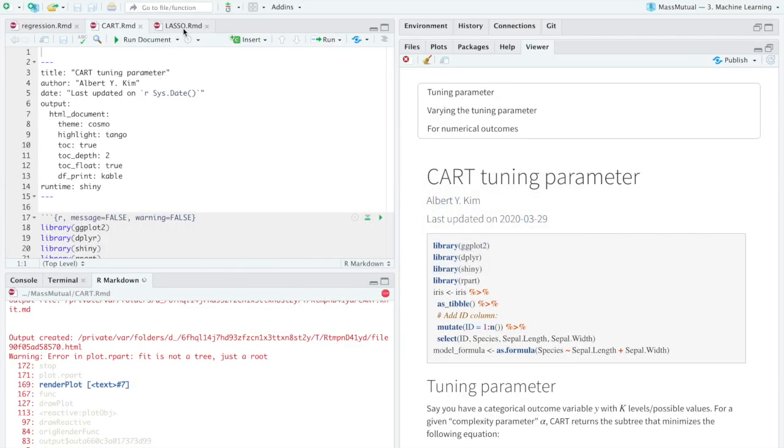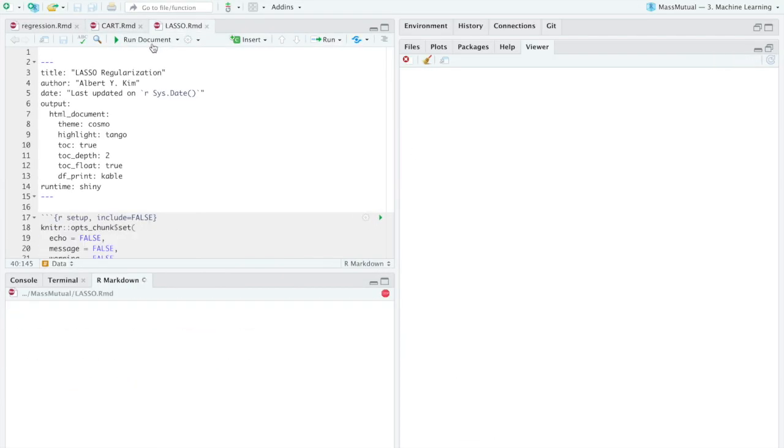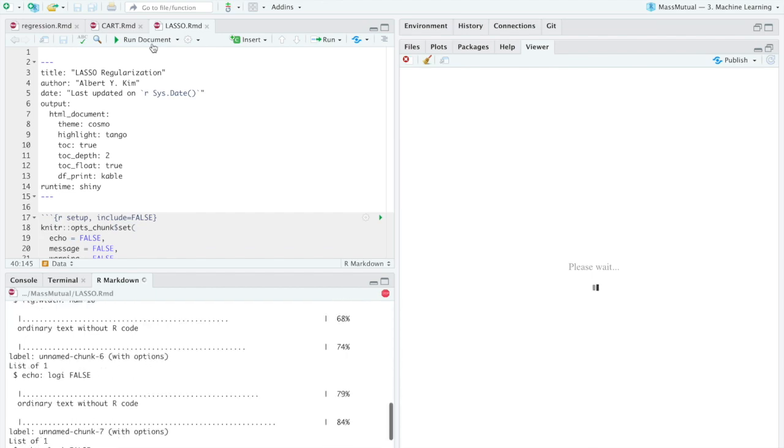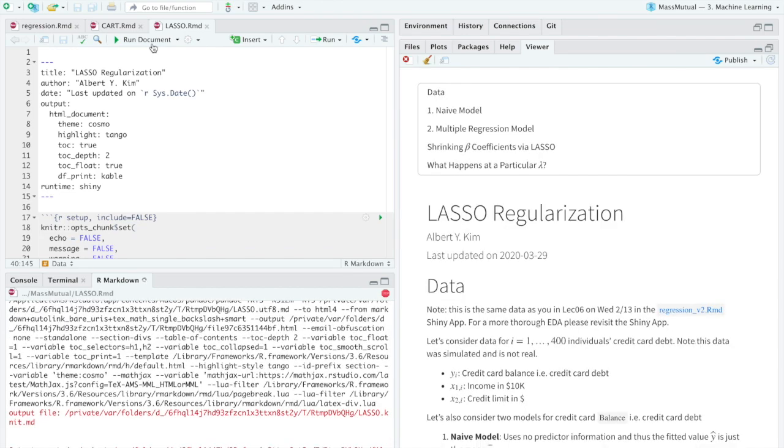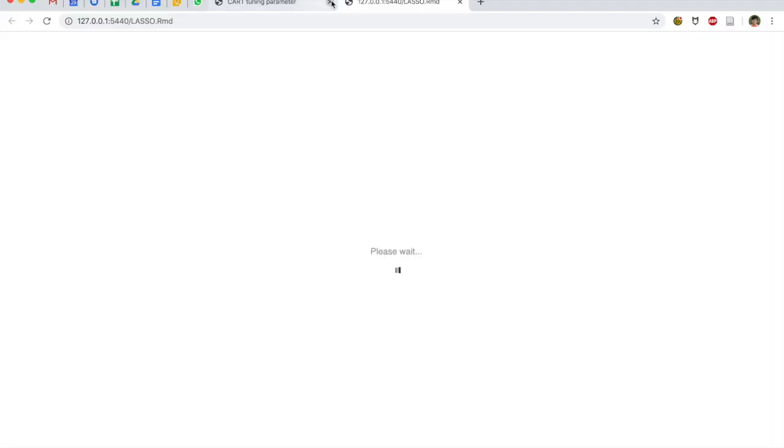So now, let's knit the LASSO document. Let's open that over here.